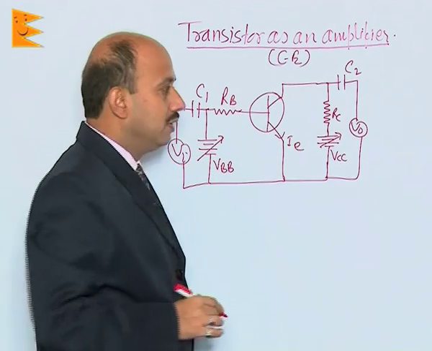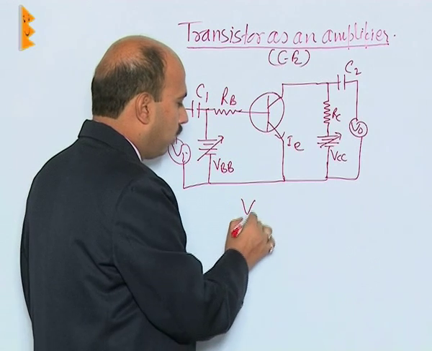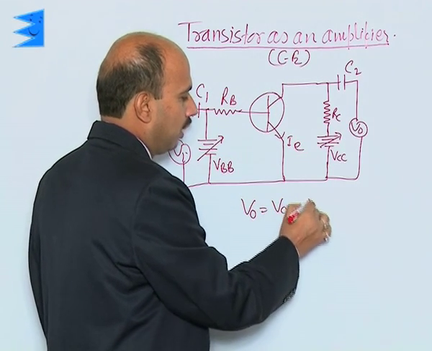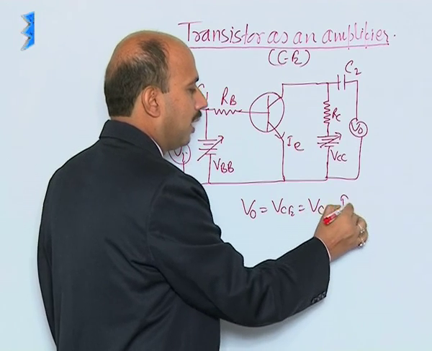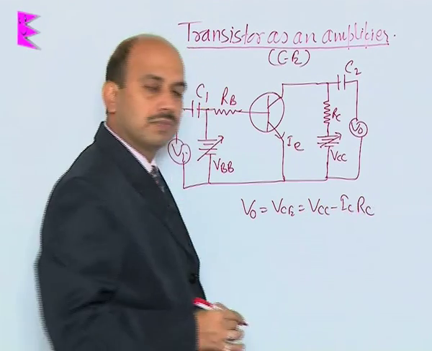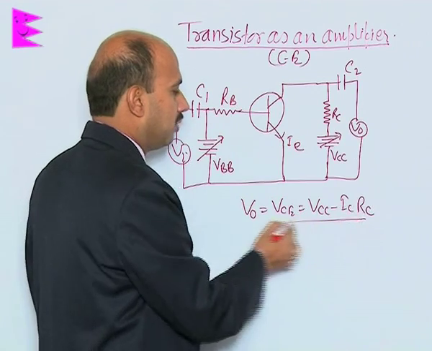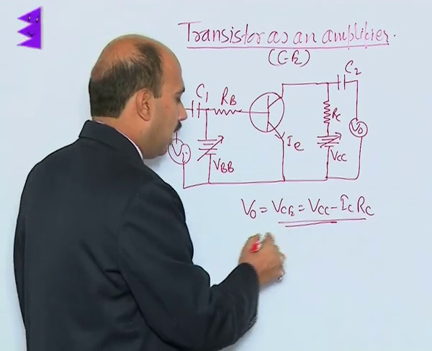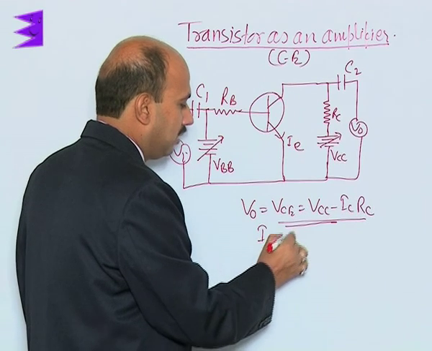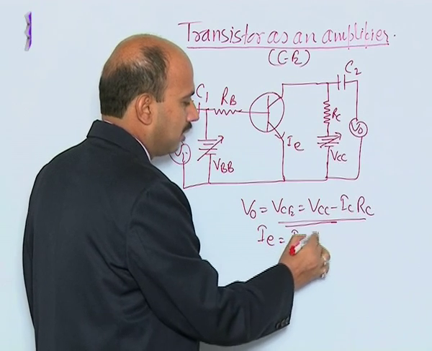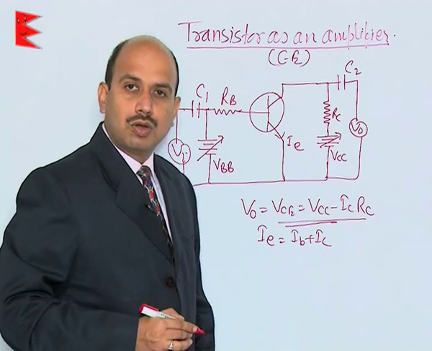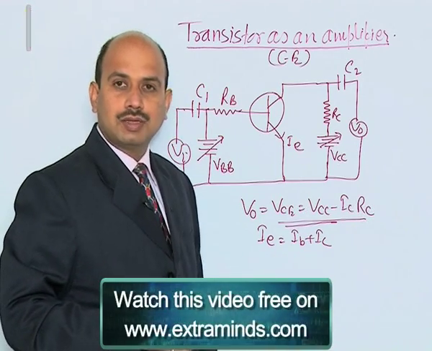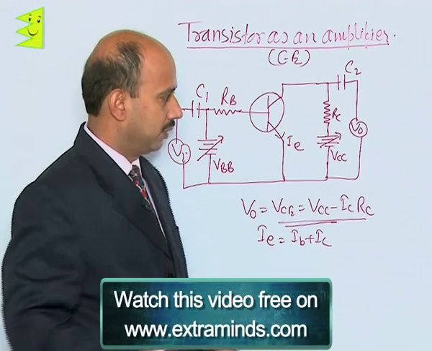Now in this case we can write the output voltage, that is V output is equal to VCE is equal to VCC minus ICRC. This is taken here as the output voltage. We have seen all these things in the previous cases, and we have also seen IE is equal to IB plus IC, where IB has a very small value. Now let us understand the working of the transistor as an amplifier.